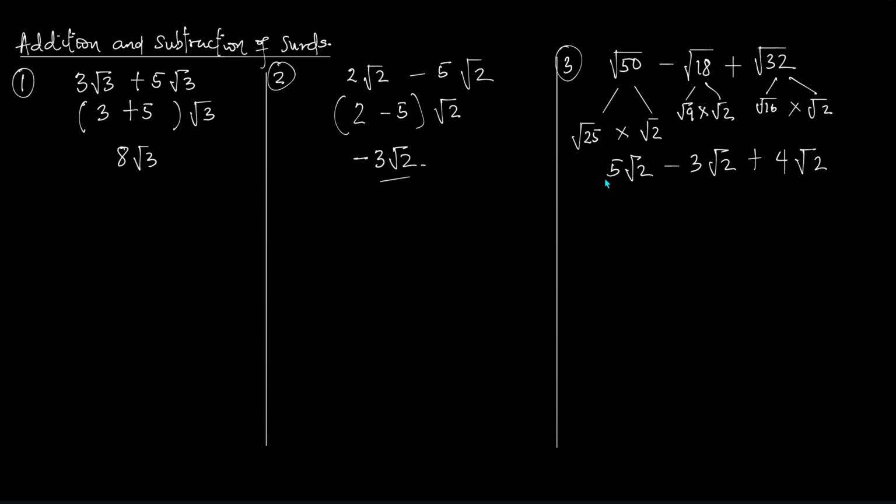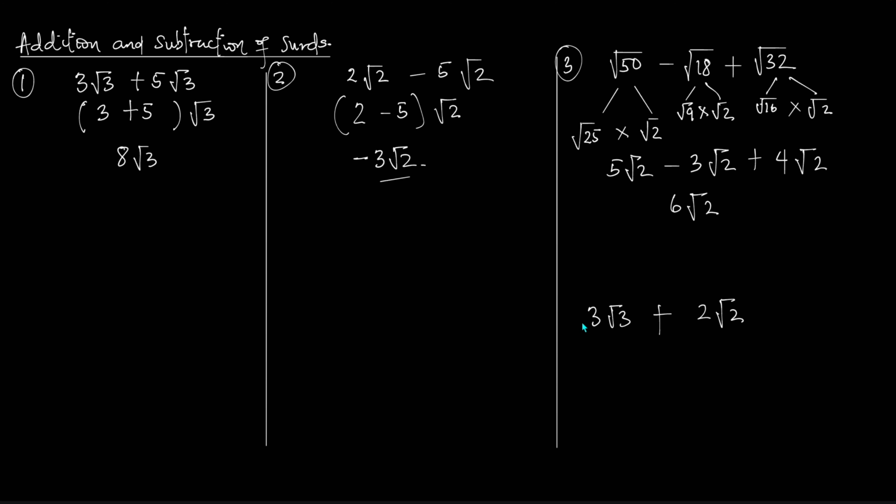All you have to do is to add up the rational part of each of the surds. Note that before you add up, make sure that the surds are similar. In this case, we have 5 minus 3, that's 2. 2 plus 4, that's 6. Square root of 2.